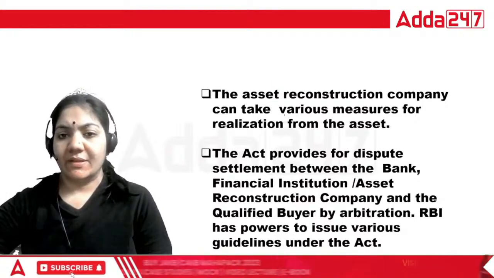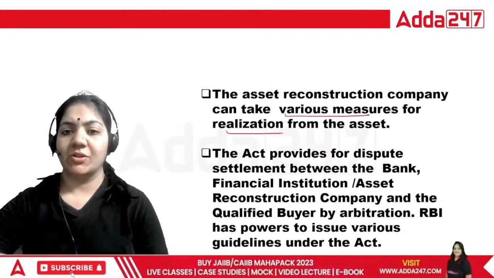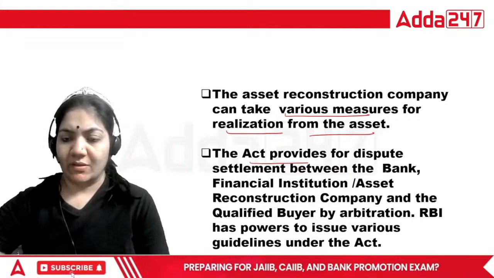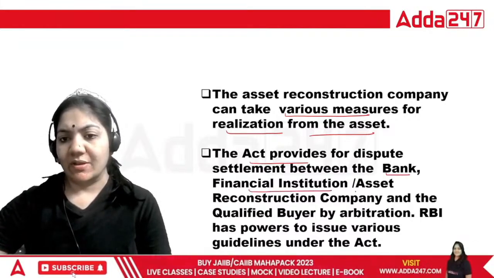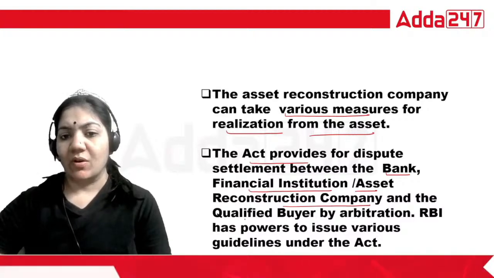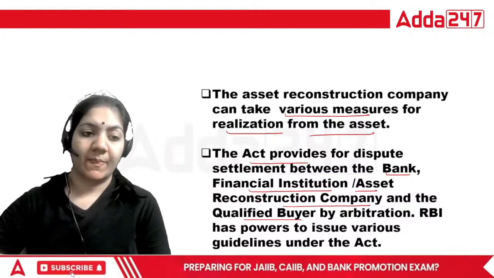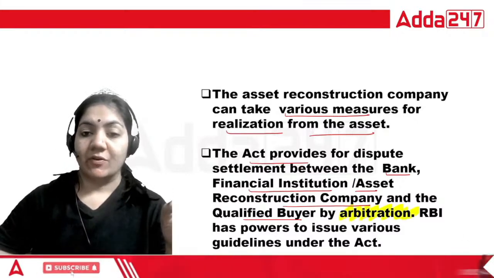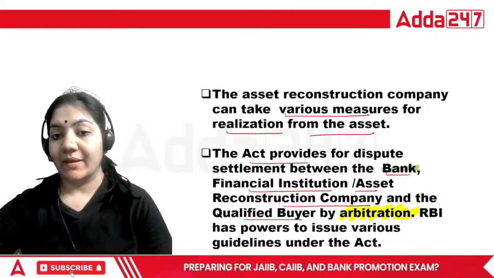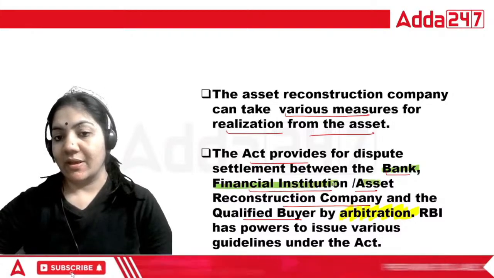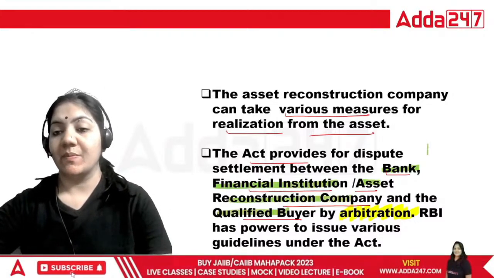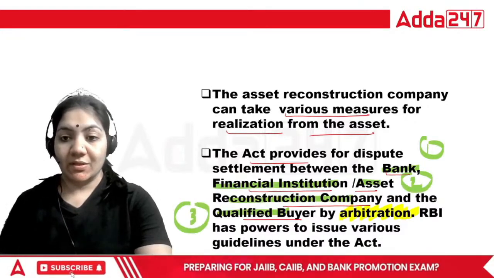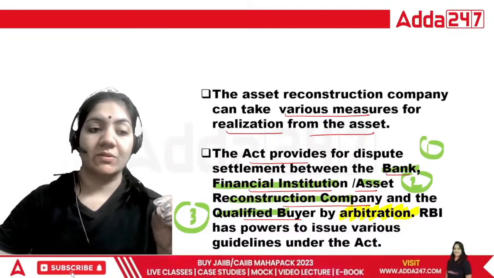The ARC company can take various measures for realization from the assets. The Act provides for dispute settlement between the bank, financial institutions, asset reconstruction company and qualified buyer by arbitration. So what is arbitration? First of all, you have to remember the dispute should be between bank, financial institution, ARC company, and qualified buyer. So there are three persons: one, this is two, and this is three. If the dispute is between these three personalities, it has to be solved by arbitration.